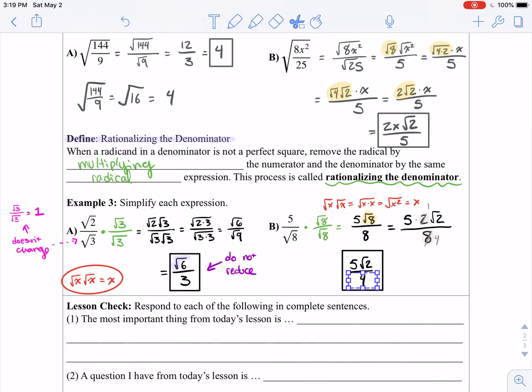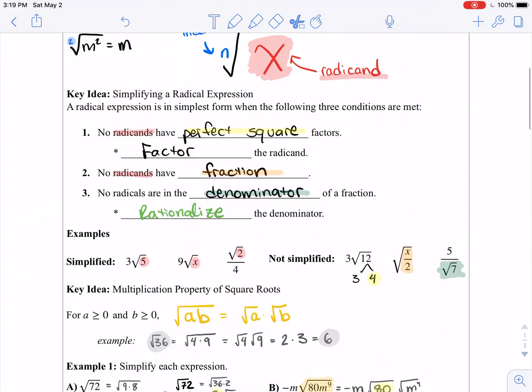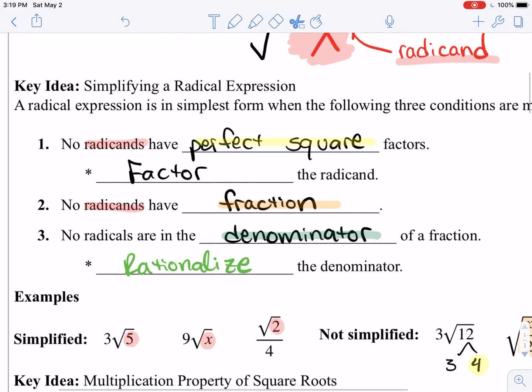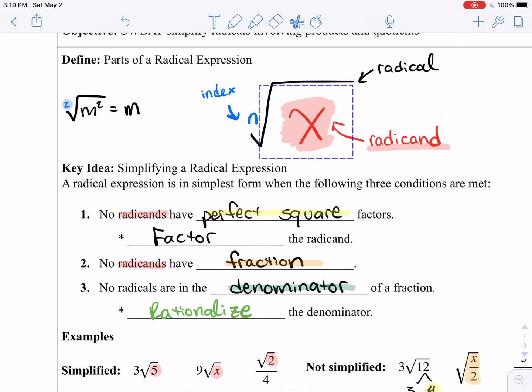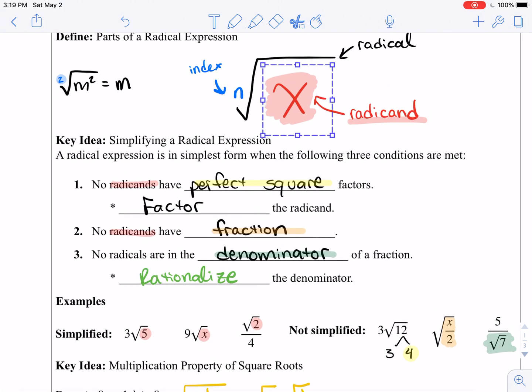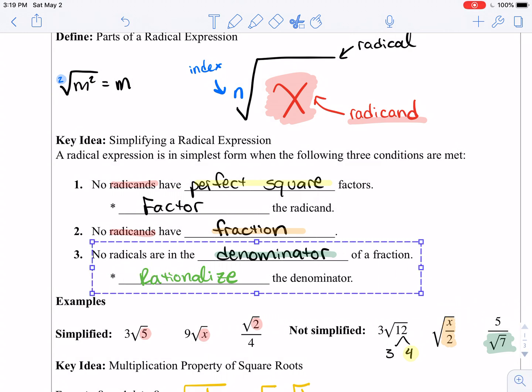So again, as you are simplifying your radical expressions, make sure that each of these are set. You don't want any perfect square factors underneath your radical. You don't want a fraction underneath your radical. And if you have a fraction, you don't want a radical in the denominator. So make sure you rationalize the denominator like we just did.